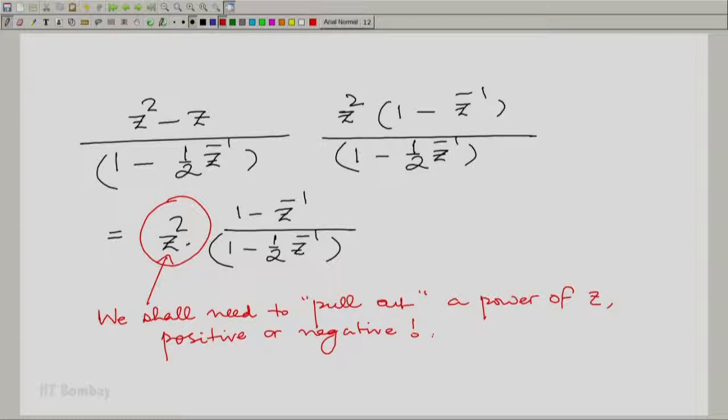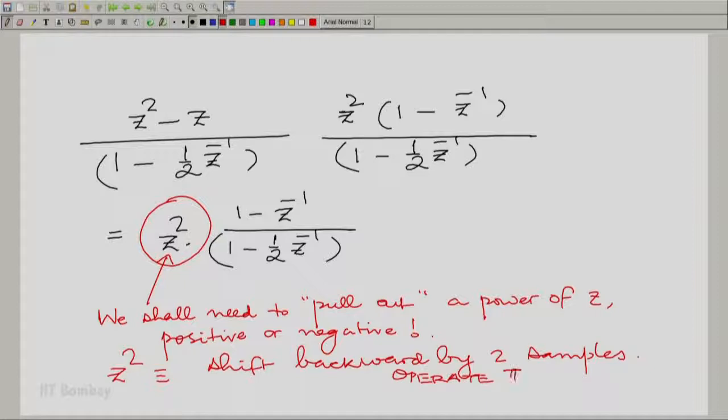Now, all that this power of z does is to cause a shift. So, for example, z squared essentially means shift backwards by 2 samples. So, we can operate this last. After inverting the rest of the z transform, we can operate that power of z.